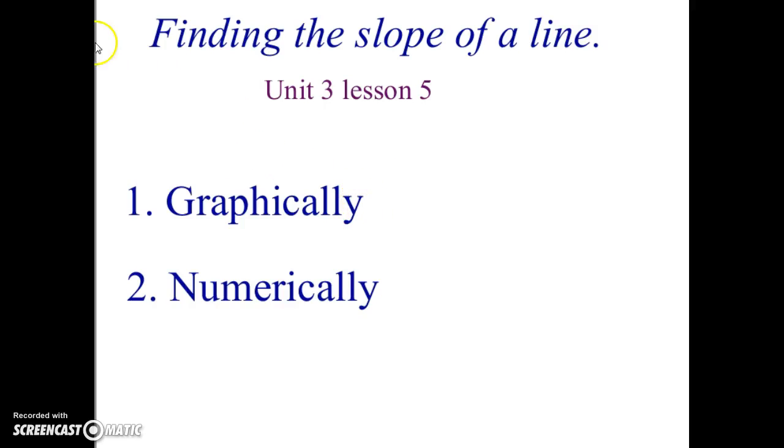Today we're going to talk about finding the slope of a line, which is from Unit 3, Lesson 5. And so what's the bottom line for finding the slope of a line? We're going to do this graphically and numerically.